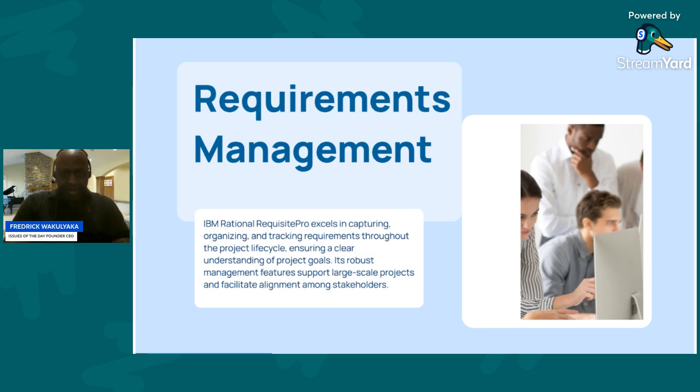Requirements management. IBM Rational Requisite Pro excels in capturing, organizing, and tracking requirements throughout the project life cycle, ensuring a clear understanding of project goals. Its robust management features support large-scale projects and facilitate alignment among stakeholders.